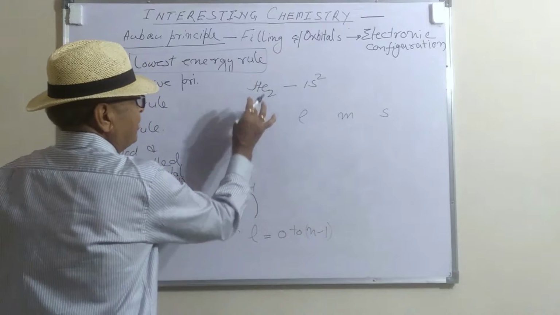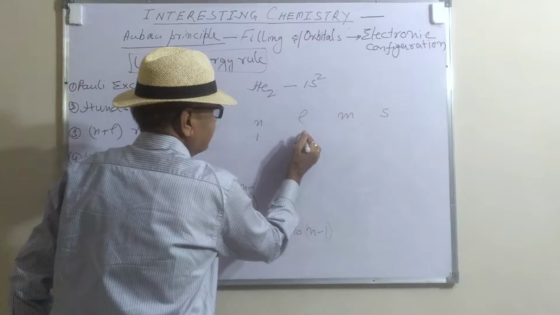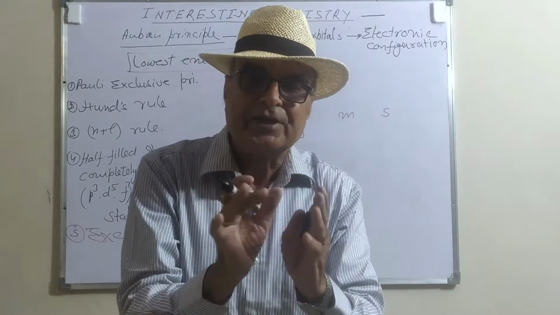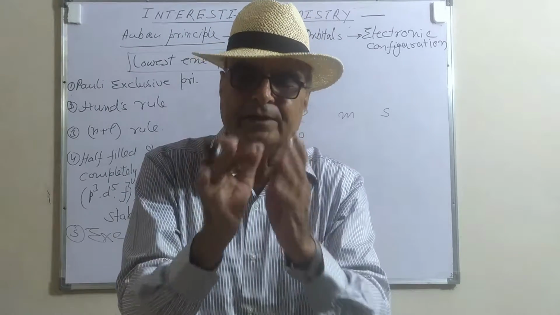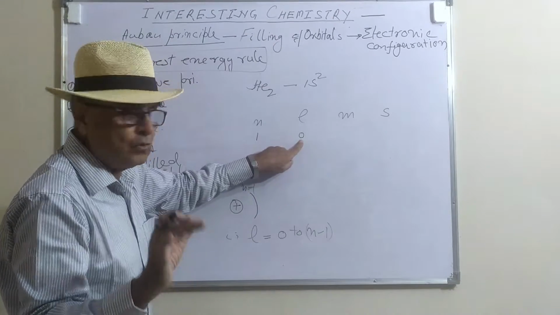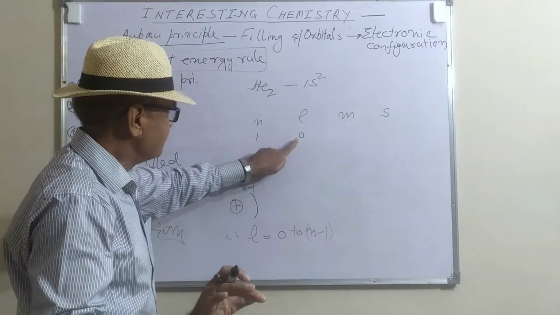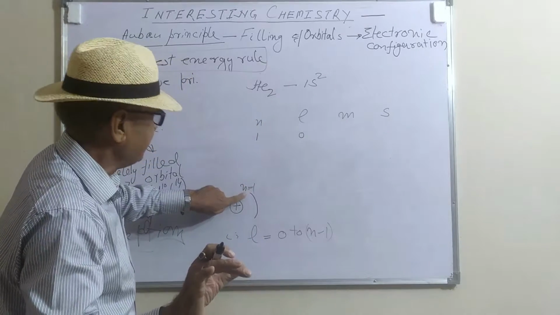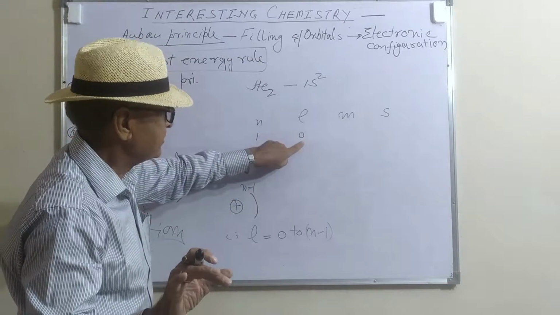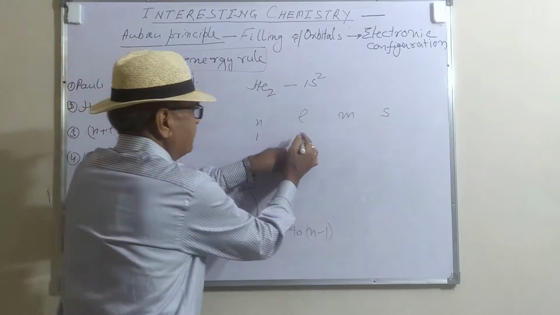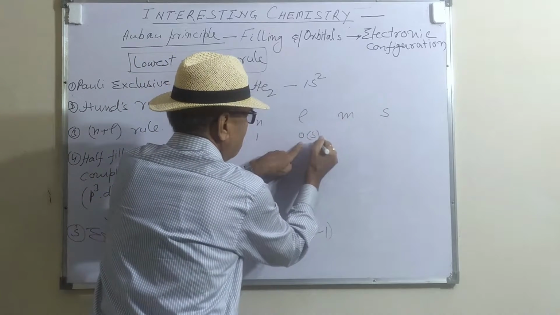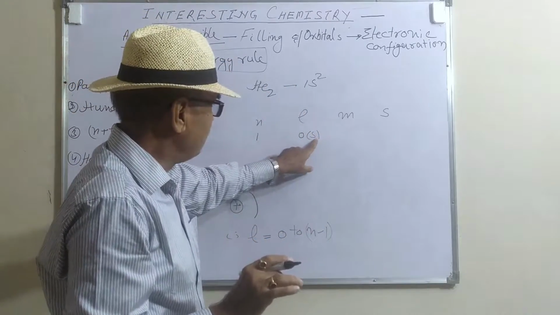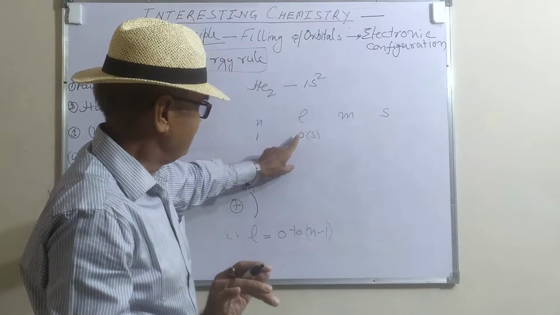It means for this principal quantum number, the value of l is equal to 0. It means it has only one subshell. So the first shell has one subshell, and the name of that subshell is s. 0 is always represented by the s subshell. So the value of l for the s subshell is 0.